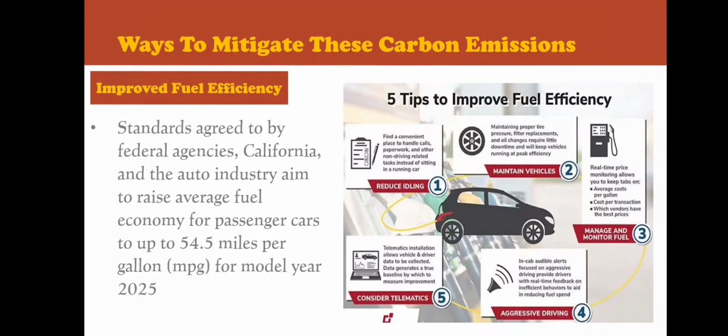Ways to mitigate these carbon emissions. How to mitigate these carbon emissions? We can mitigate them by improving fuel efficiency. Standards agreed to by federal agencies, California, and the auto industry aim to raise average fuel economy for passenger cars up to 54.5 miles per gallon for model year 2025.